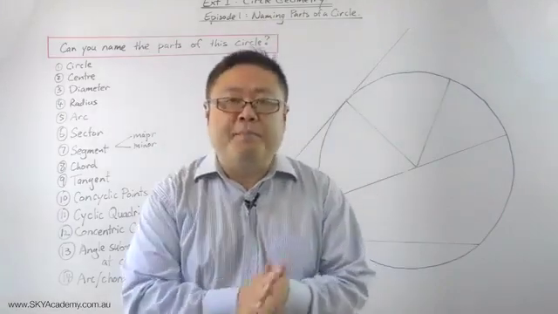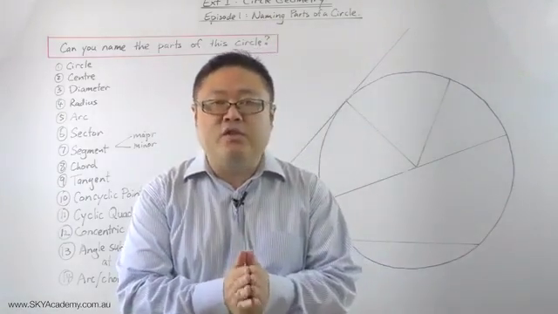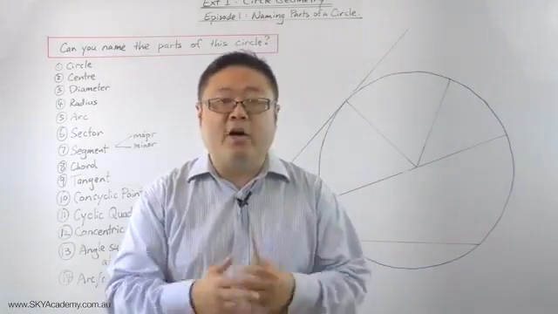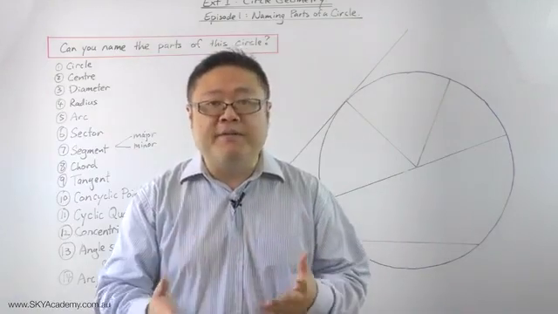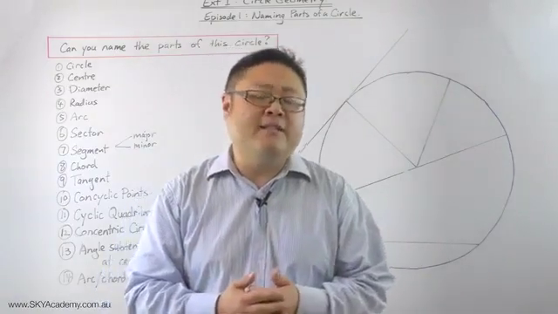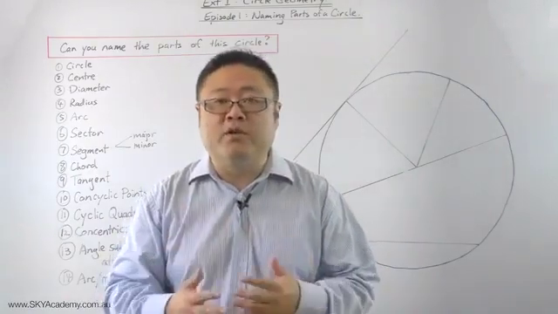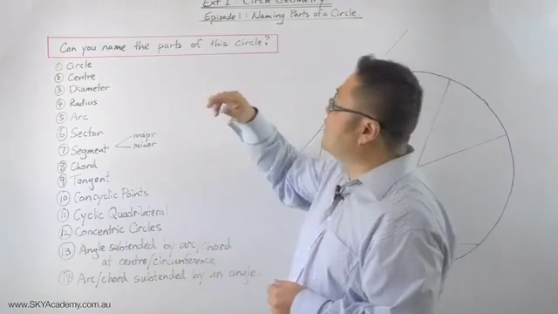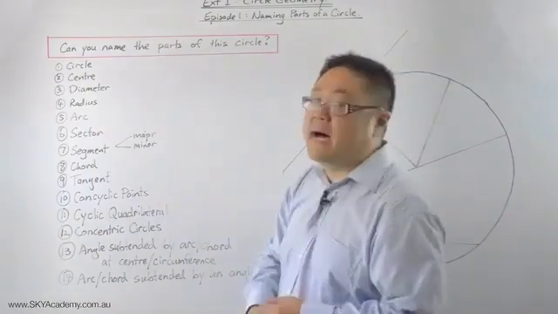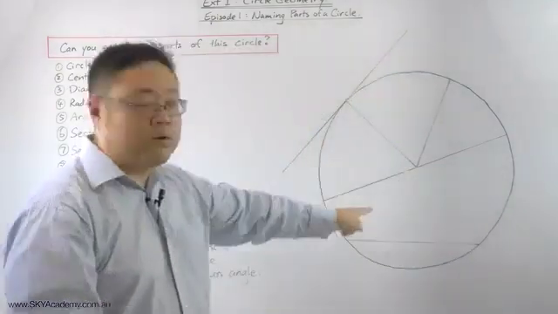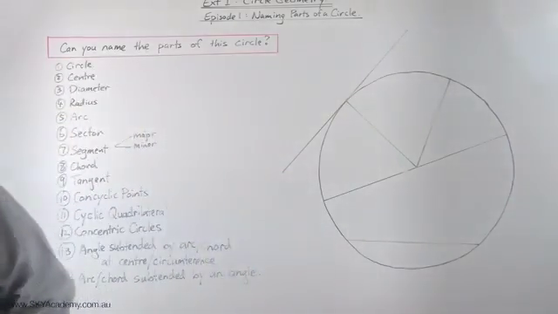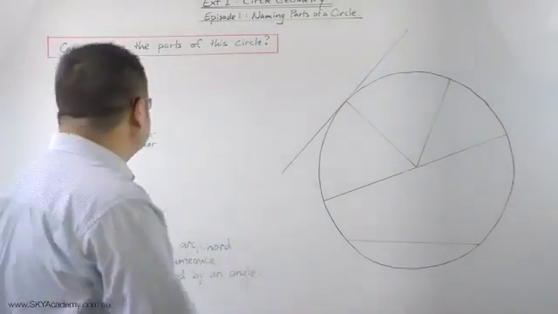So in this episode, my aim is to go through some definitions, and a lot of this will be revision, no doubt, but what I basically want to do is go through the parts of a circle. So can you name the parts of this circle? So this circle over here. Let me just grab a pen, and I'll use a red pen just to help us out.